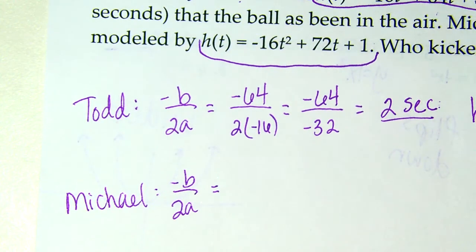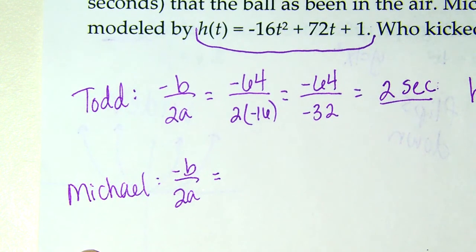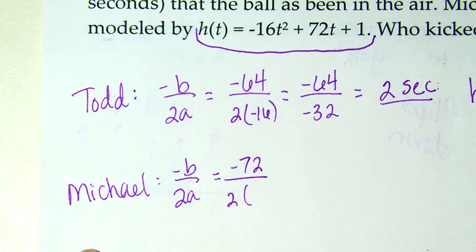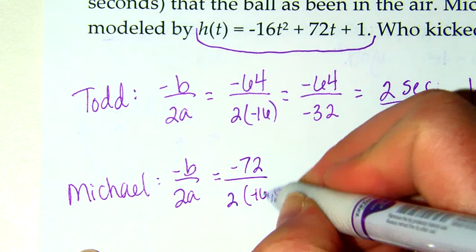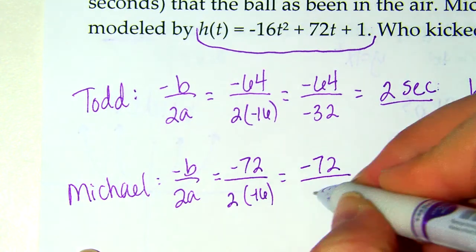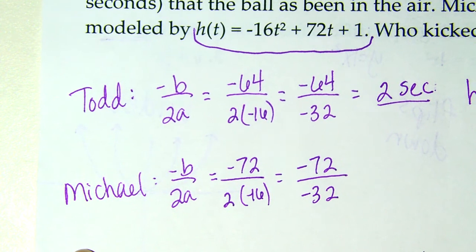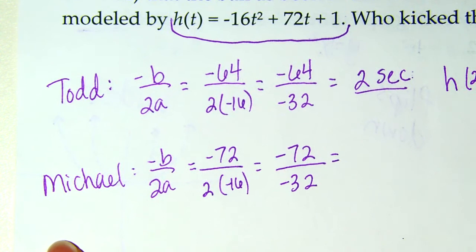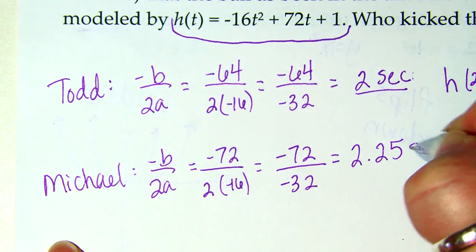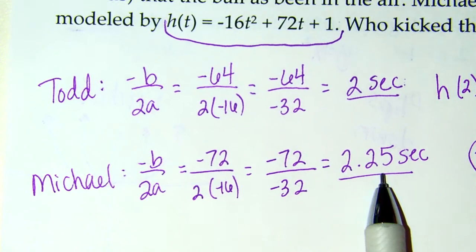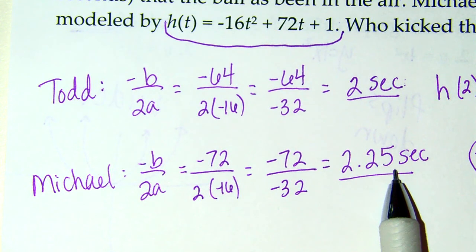So back up here is his equation. So what's the b? 72, right? Over 2 times a, which is negative 16. So negative 72 over negative 32. Can someone divide that for me? Okay. So again, that's not the answer we're looking for. It took his ball 2.25 seconds to reach the maximum height.